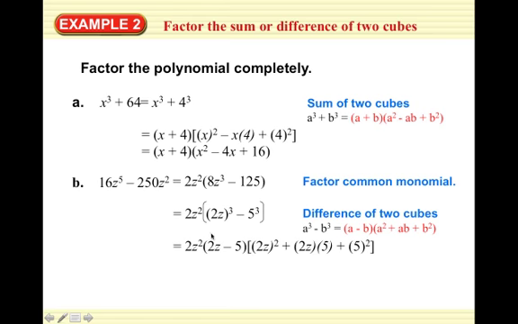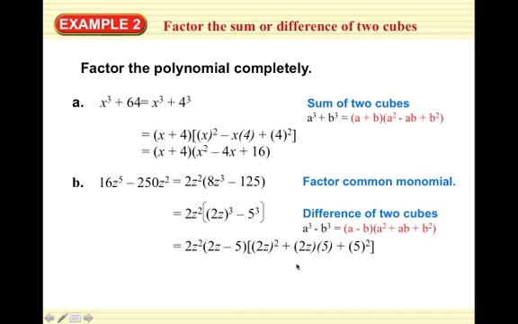Then we'll clean it up. We keep our greatest common factor out front, so 2z squared. We're going to have A minus B, so 2z minus 5, and then we've got our trinomial. It's A squared, so 2z squared, plus, because we use the opposite sign there, A times B, so 2z times 5, and then plus, because we always end on something positive, B squared, so 5 squared.